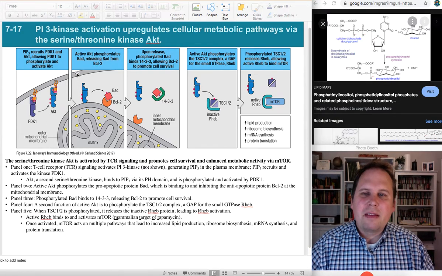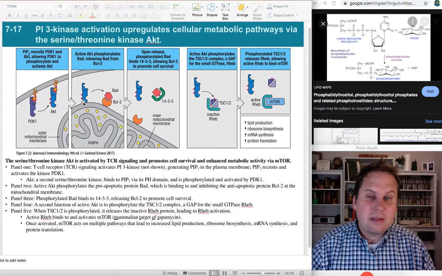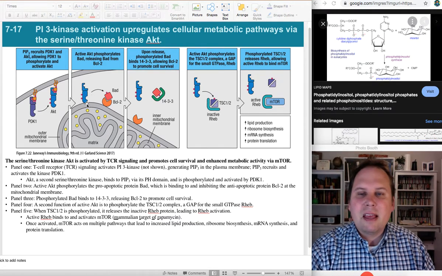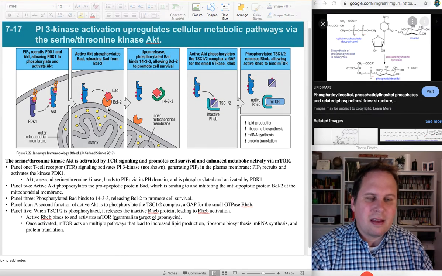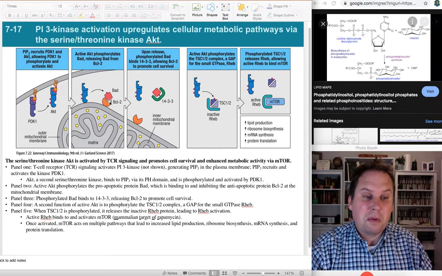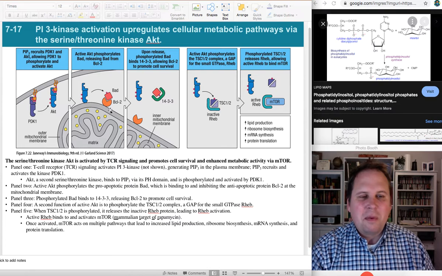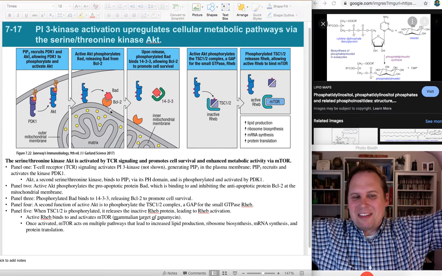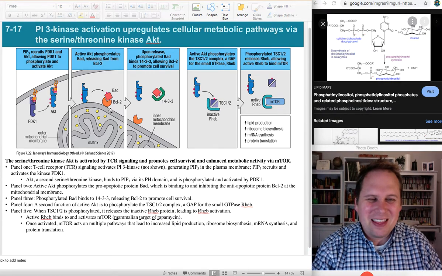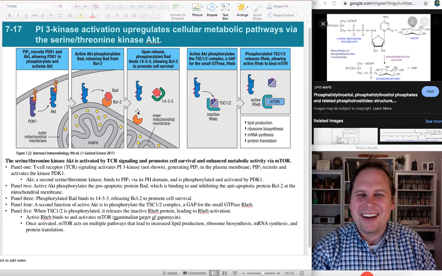AKT will then go and associate with the mitochondrion. Ooh, that's interesting. And it will phosphorylate BAD. BAD is attached to Bcl-2. When BAD is phosphorylated, it will then no longer attach to Bcl-2. Just like with I kappa B, once it gets phosphorylated, it changes everything. It no longer wants to live with its partner. Boom. It gets that phosphate and it's out the door.